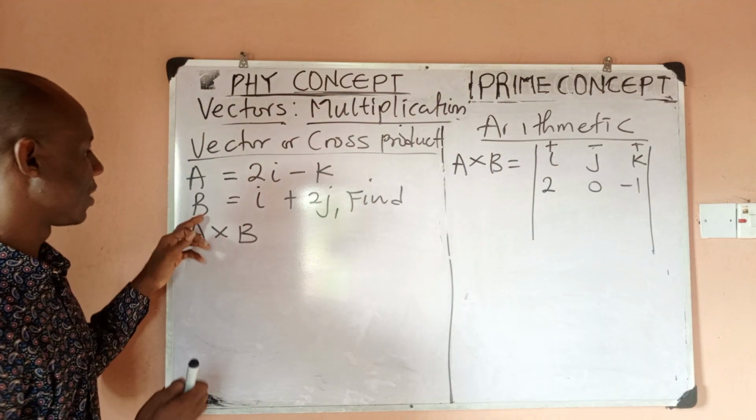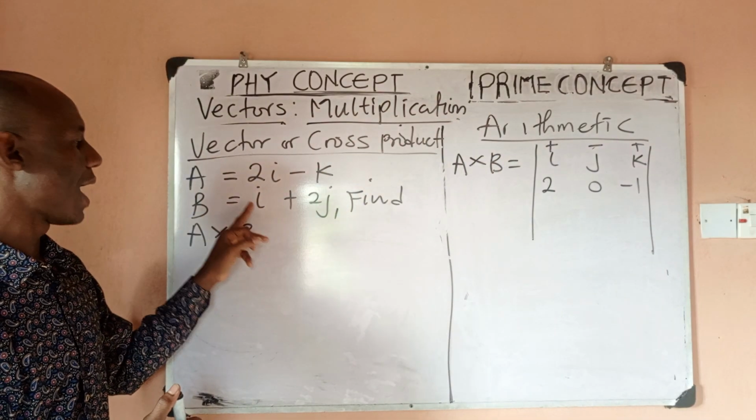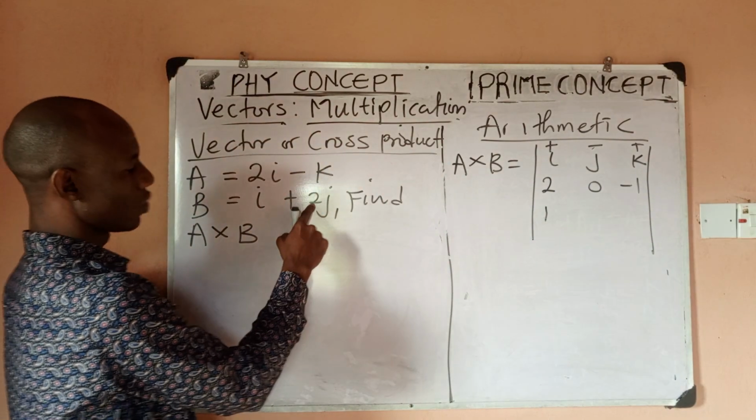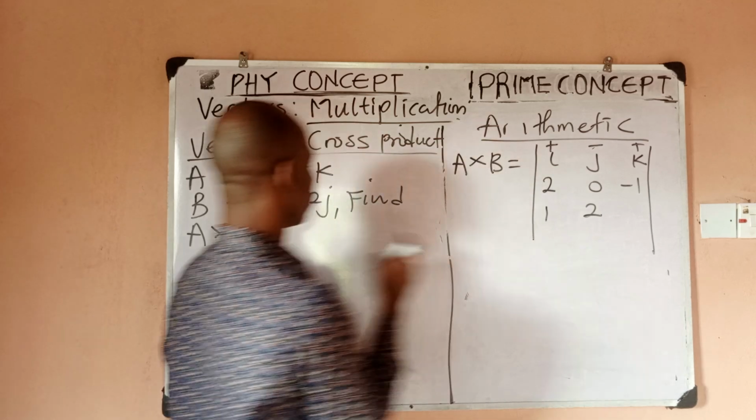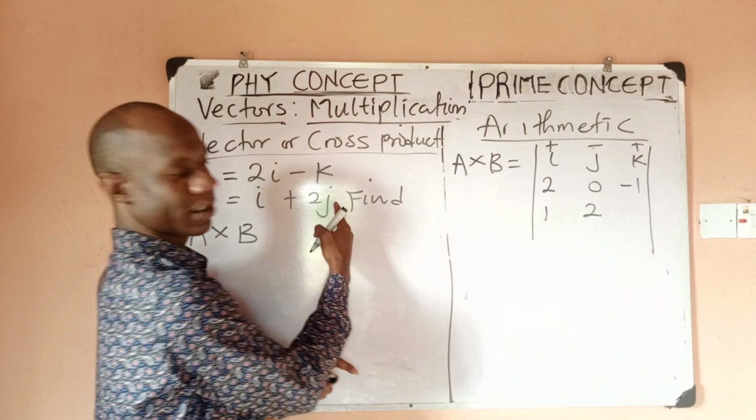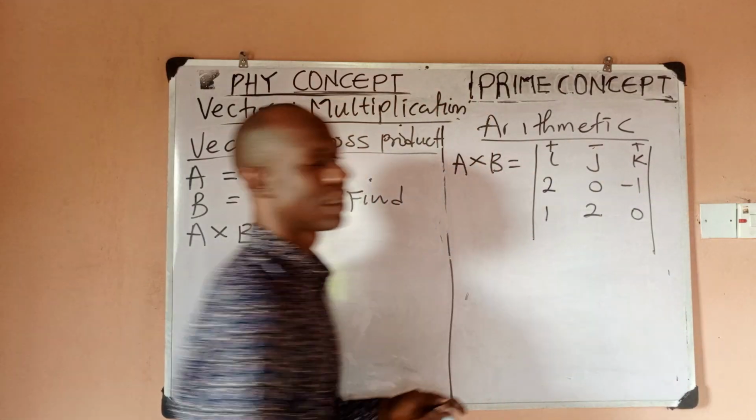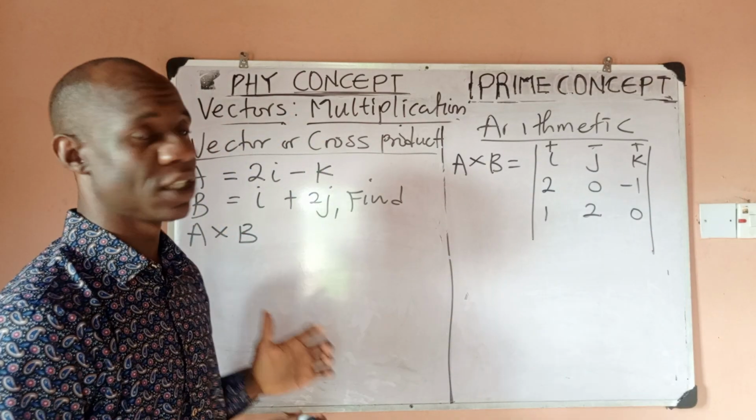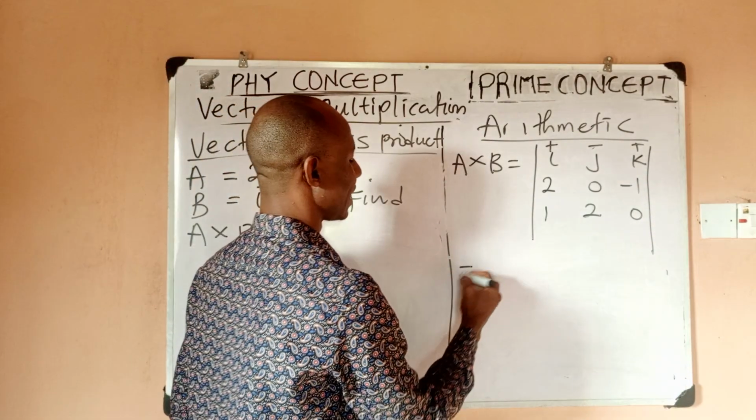The next thing is to look at B. The coefficient of I is 1. I'll put 1. The coefficient of J is 2. I'll put 2. And then you notice there is no K. K is missing. So I'll put 0 there. Now, since you've done this, we want to then reduce this to a 2 by 2 matrix.